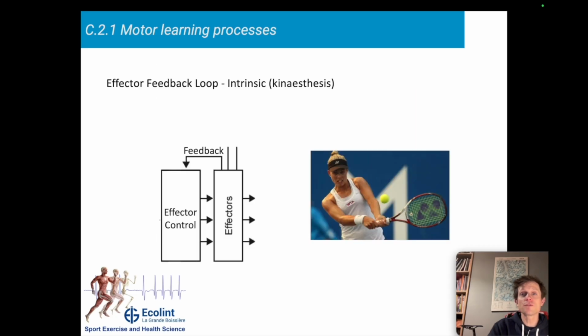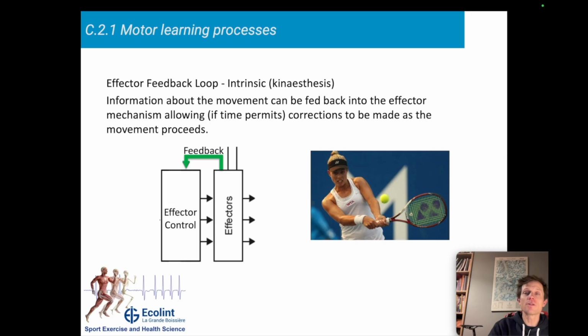The shortest of these feedback loops is from the effectors back into the effector control mechanism. So this is an intrinsic feedback loop. So it's kinesthetic awareness of what your muscles are doing. And this might allow us to make small changes to our effectors throughout the movement if time permits as the movement continues. It doesn't, however, allow us to revisit the decisions that we've made in executing the movement itself.